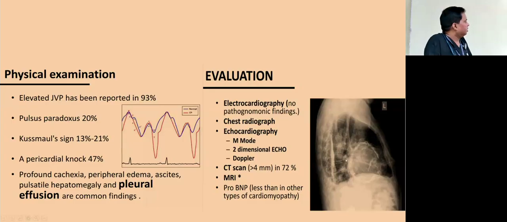But the pericardial thickening, which they measure in CT scan, is normally around 2 millimeters only. If it is more than 4 millimeters, then we should suspect constrictive pericarditis. Between CT versus MRI, CT is actually better. If you are thinking of restrictive cardiomyopathy, which is a disease of the myocardium, then you go for MRI rather than CT scan. And to differentiate between cardiomyopathy and constrictive pericarditis, BNP also will be helpful.